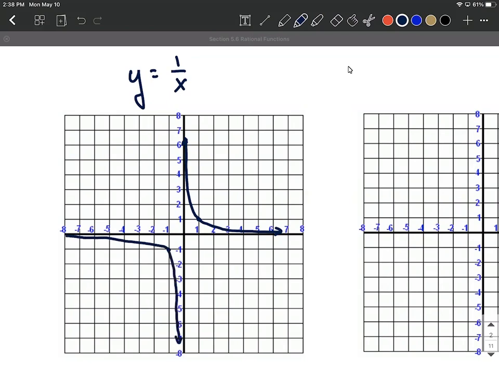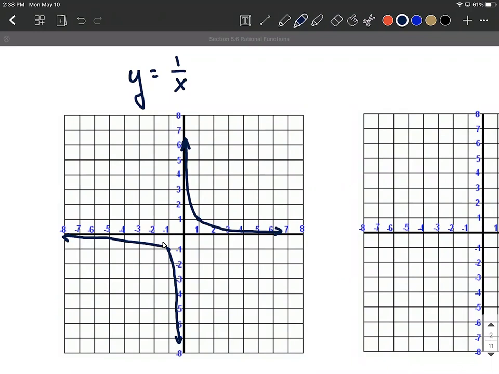So it's not going to be a perfect sketch, but it's going to start out and look basically like this, and it does go up as it approaches the y-axis on the right-hand side and goes down as it approaches the y-axis on the left-hand side. At the extremes, the end behavior gets very close to the x-axis.